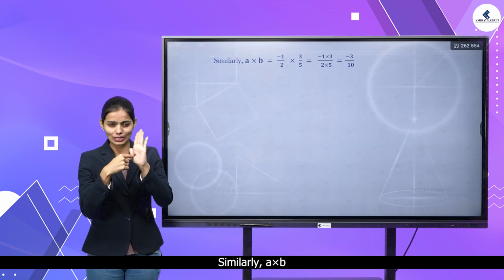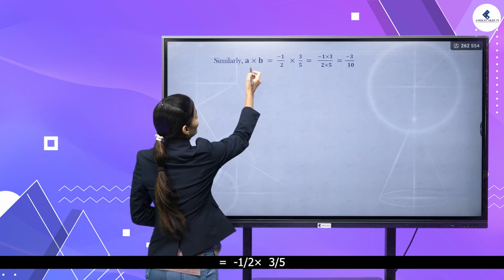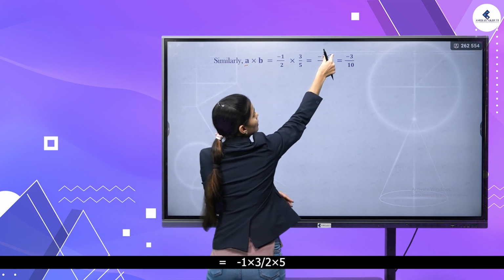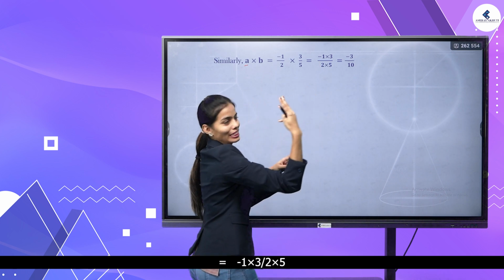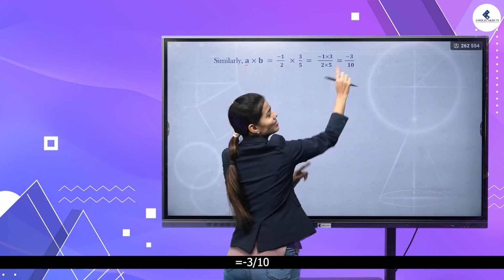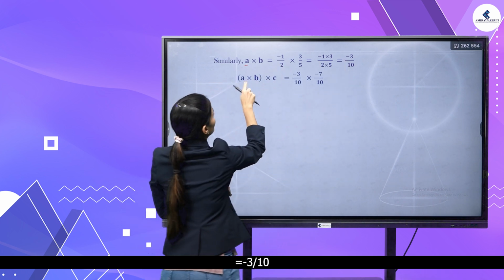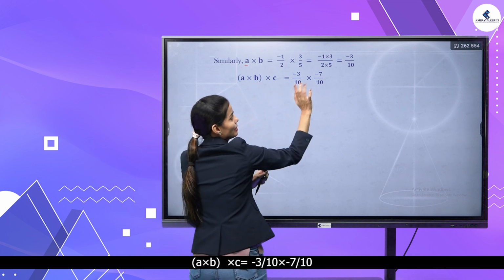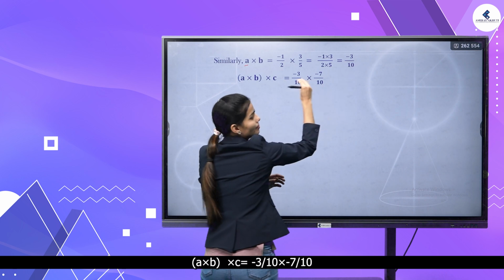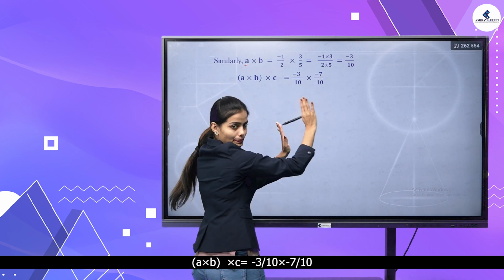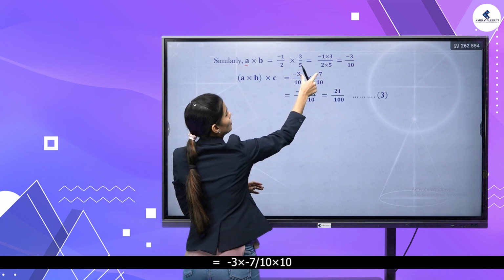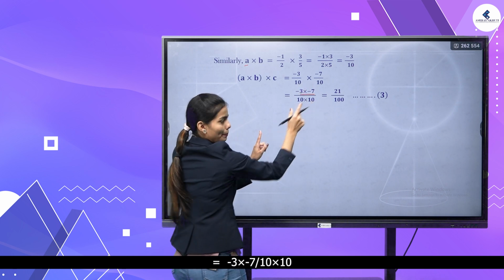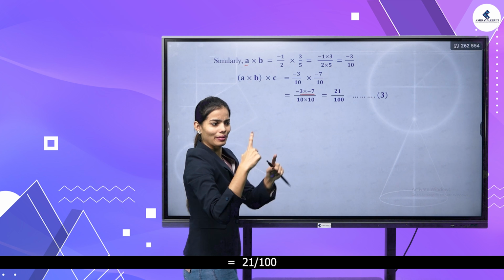Similarly, a into b is equal to minus 1 by 2 into 3 by 5 is equal to minus 1 into 3 by 2 into 5 is equal to minus 3 by 10. (a × b) × c is equal to minus 3 by 10 into minus 7 by 10 is equal to minus 3 into minus 7 by 10 into 10 is equal to 21 by 100.